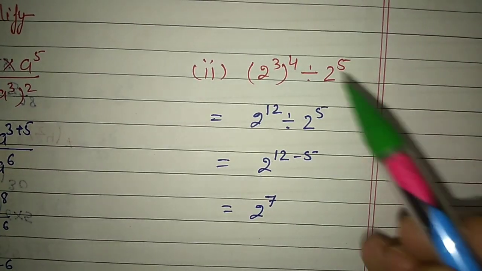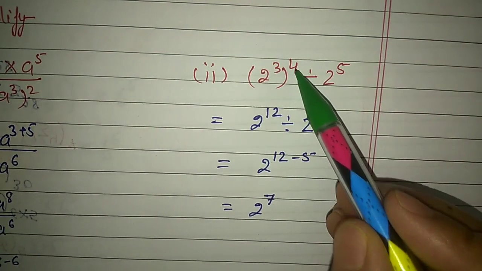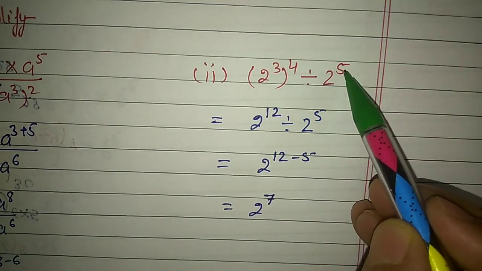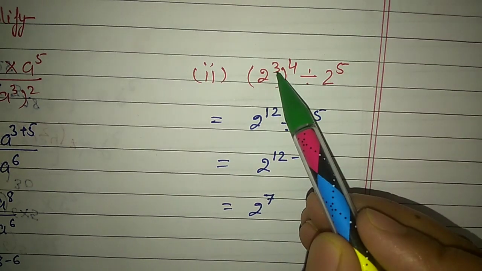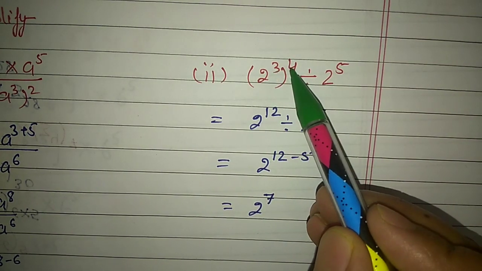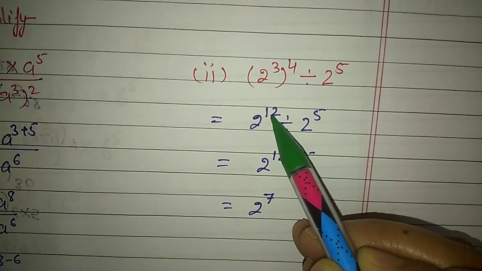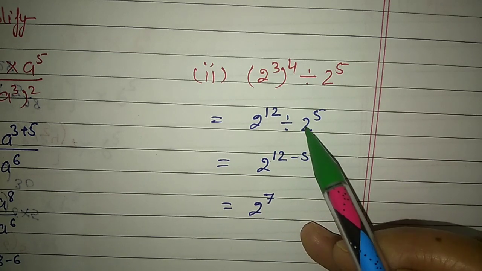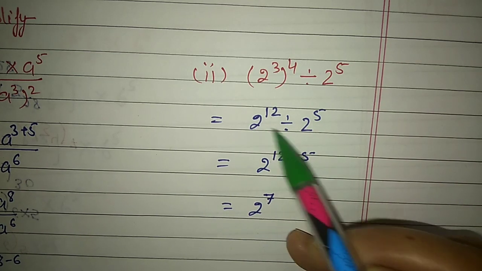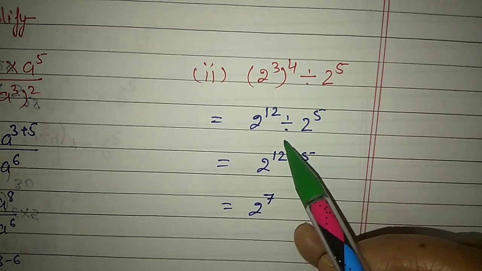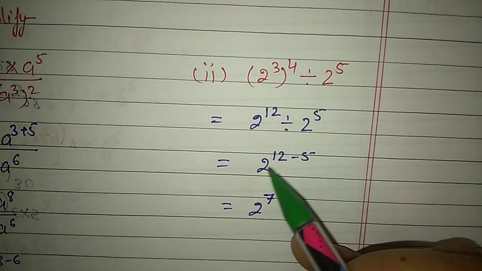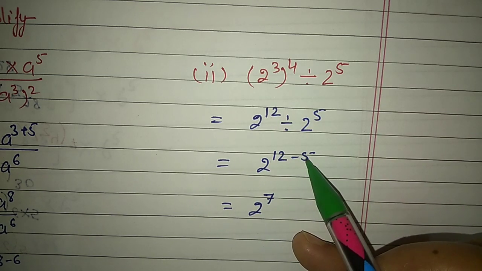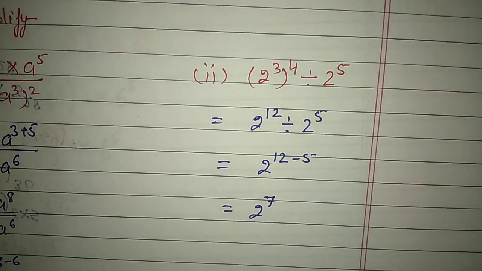Second part, (2^3)^4 divided by 2^5. Here power to the power means we have to multiply, so it will become 2^12 divided by 2^5. Base is same and division symbol is there, it means power we have to subtract. So 2 to the power 12 minus 5 is equal to 2^7.